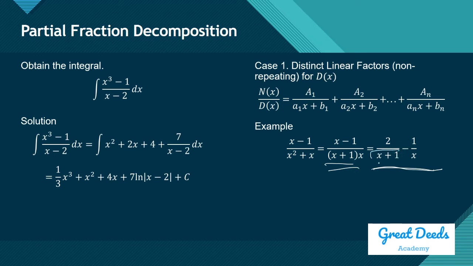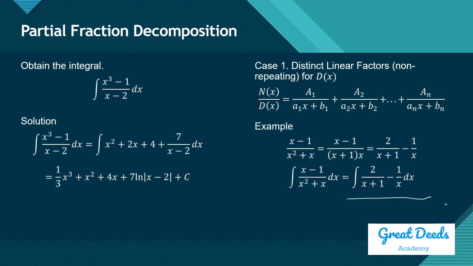So these are the linear factors that this technique is referring to. They are the linear factors of your function in the denominator. And so when we must get the integral of x minus 1 all over x squared plus x, we can work on the partial fractions. It's equal to the integral of 2 over x plus 1 minus 1 over x dx. And you know that to be equal to 2 times ln of the absolute value of x plus 1 minus ln of x plus c.